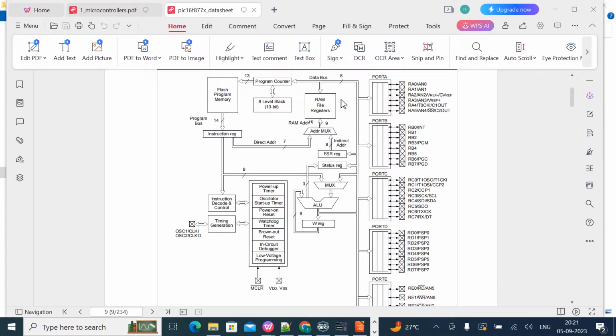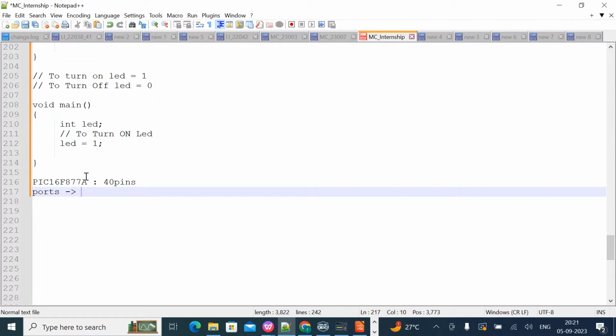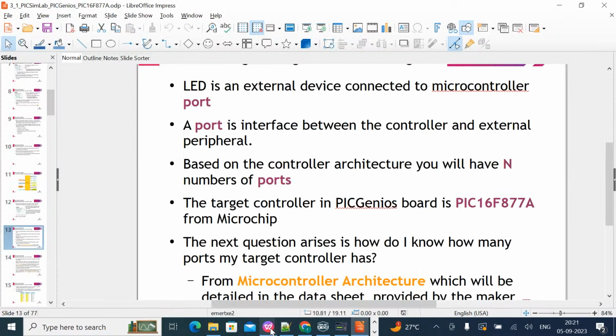My question is, I'm just interested in how many ports my microcontroller is having. There is a difference between the pin and the port. It is having 40 pins, but how many ports are there? Very nice. How many ports are you able to see from this block diagram? Nice, very good. So you can see the 5 ports. Very good, people. Can you give me the names of the ports also?